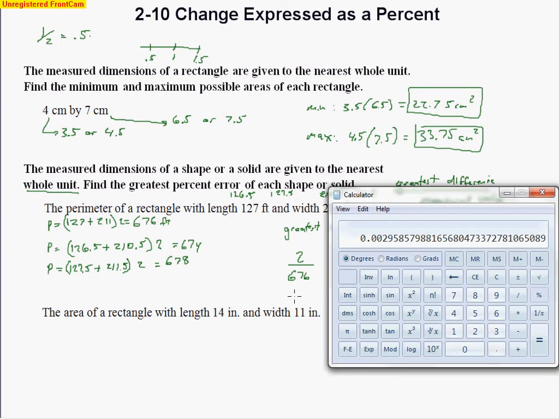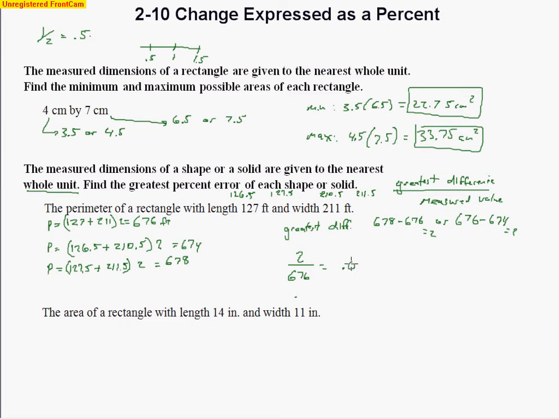0.0029. So we're going to round this to the nearest percent. You see how that 9 is going to end up rounding this up to 0.003. Changing it to a percent leaves us with 0.3%. So that's the amount of error that would take place there.